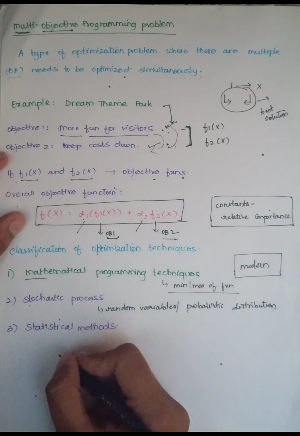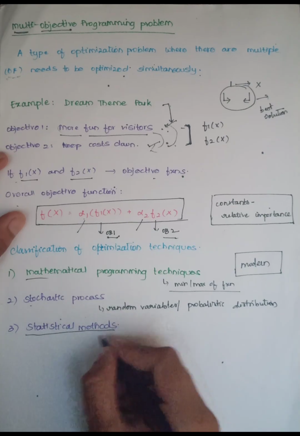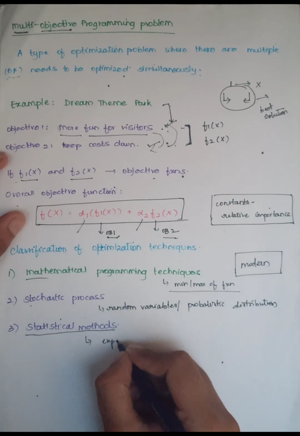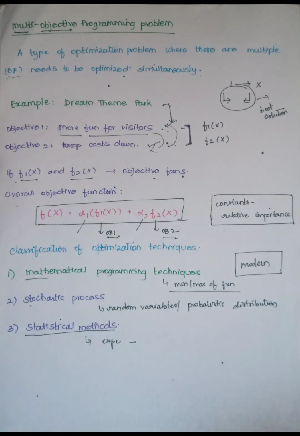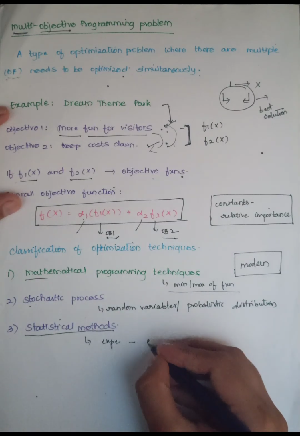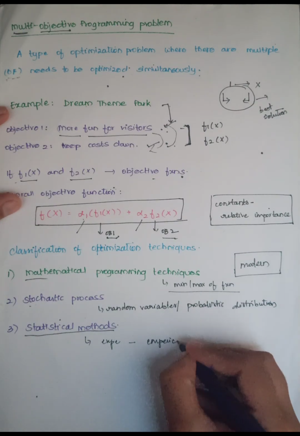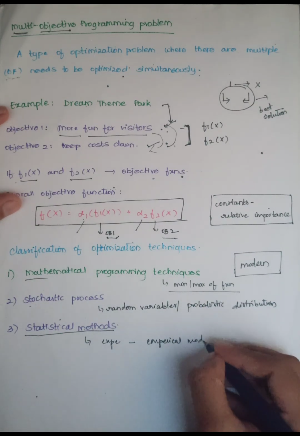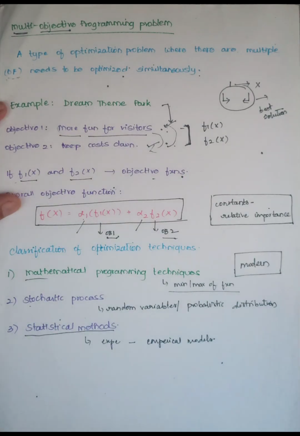And the final one is statistical models. Statistical models involve experimental data, and they use this experimental data to form empirical models. These empirical models that are built help us in finding the optimal solution, or the best solution for a given problem.